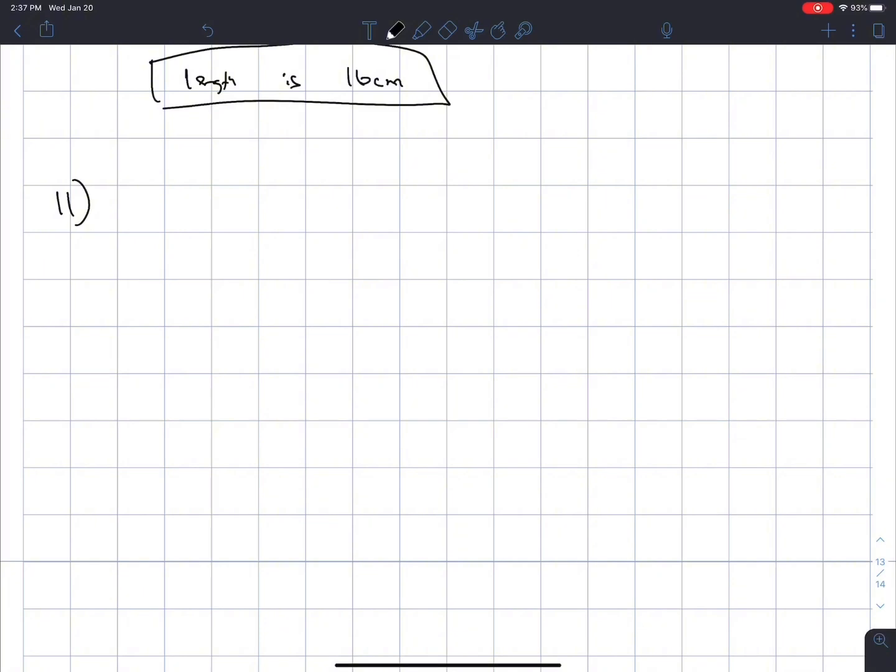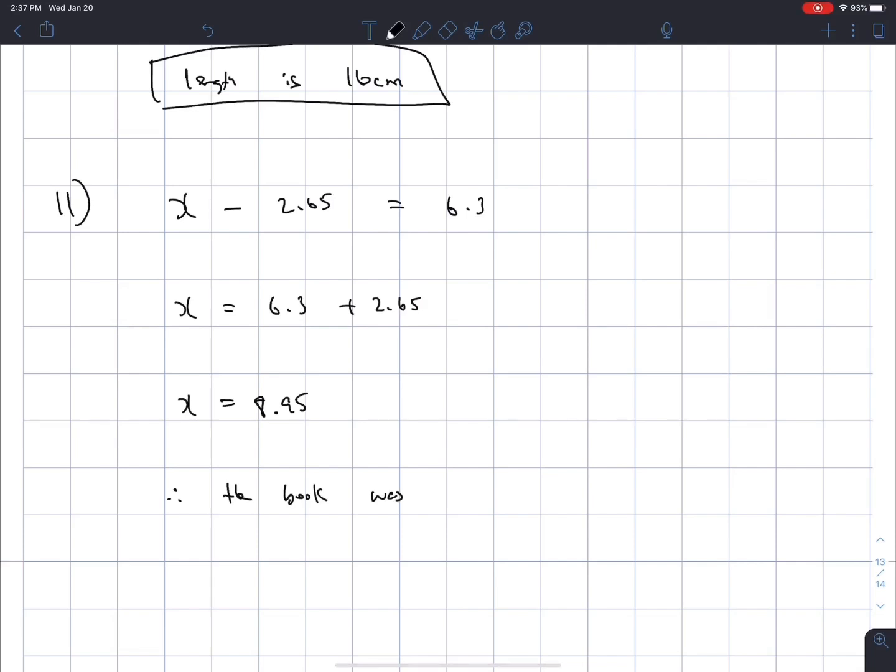A book whose price was decreased, so x is the price of the book, decreased by 2.65, sold for 6.30. What was the original price of the book? So x will just be 6.3 plus 2.65, right? I just moved the negative 2.65 to the other side. That's why the sign changes. And now I just need to do the calculation here. 8.95. So you can say that the book was $8.95.